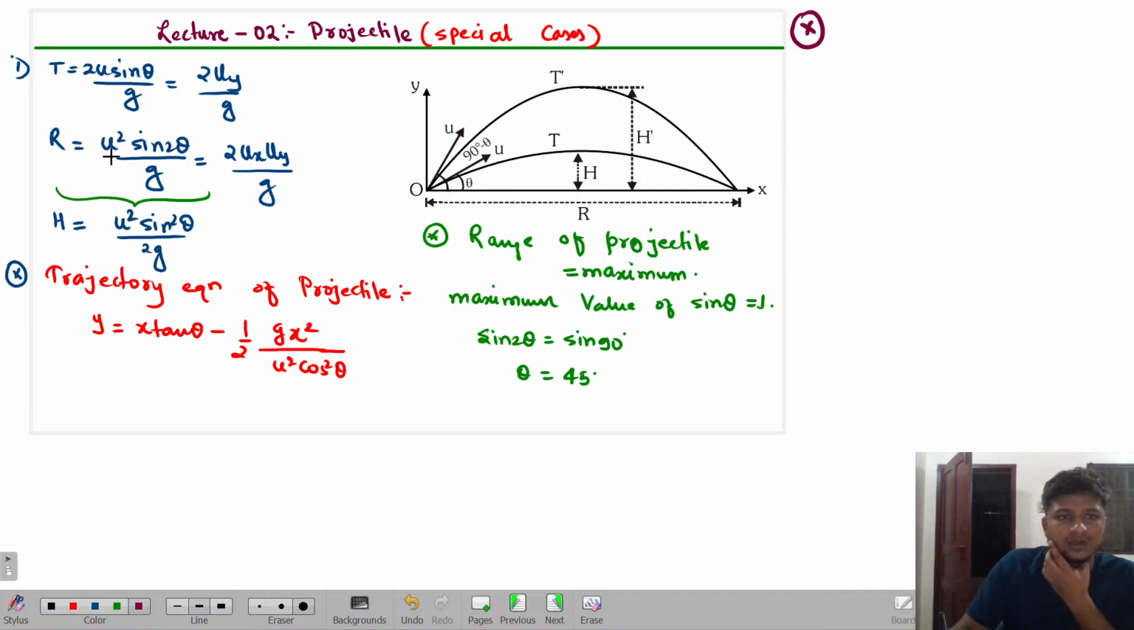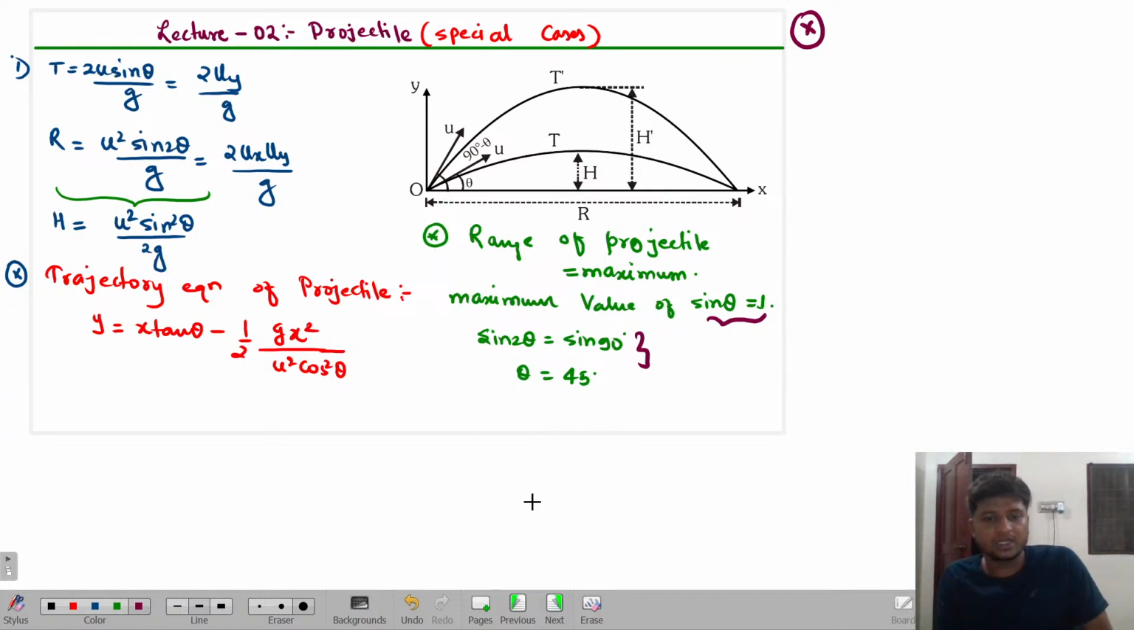Basically, initial velocity is always constant, g is always constant. So I want this range to be maximum. How is that possible? Basically sine 2 theta must become maximum, and the maximum value of sine is 1, which is possible at what angle? 90 degrees. Are you able to get me or not? So basically sine 2 theta is equal to sine 90, sine cancels, so theta is equal to how much? 45.